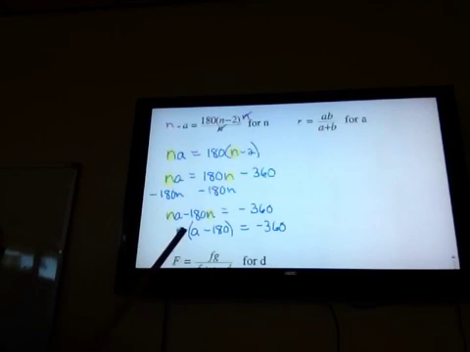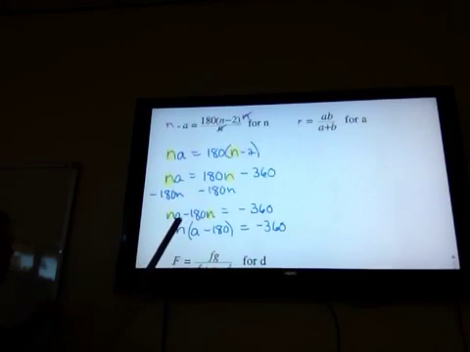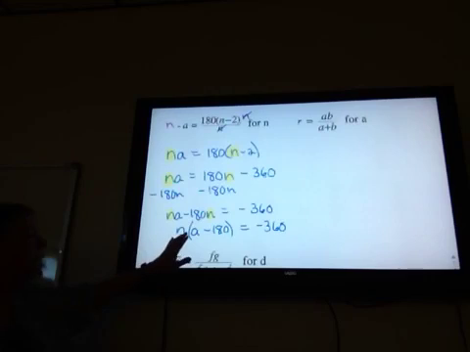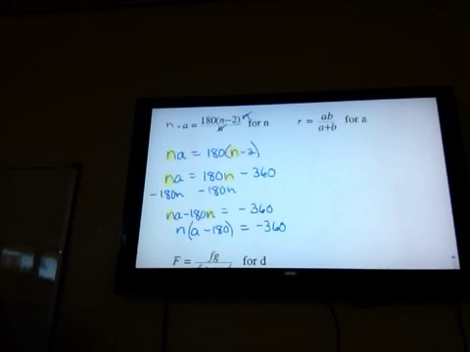Now we see n just once. So if you're not sure if you did it right, just double check. Redistribute n times a, n times minus 180, and you get back what you started from. But now this is n times the quantity. And to get rid of it then, because I'm multiplying n times the quantity, I can divide by the entire quantity.